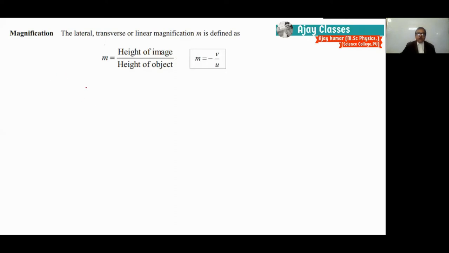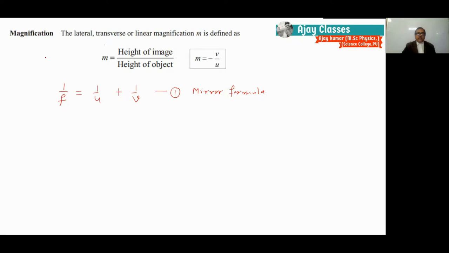Actually, in the last discussions we have seen that 1 by f is equal to 1 by u plus 1 by v. This is our mirror formula, and we are going to link the meaning of the magnification.